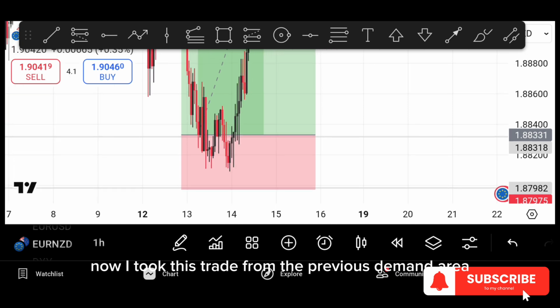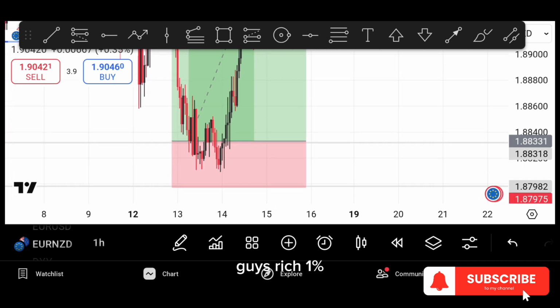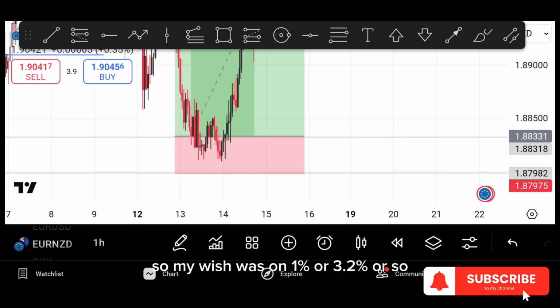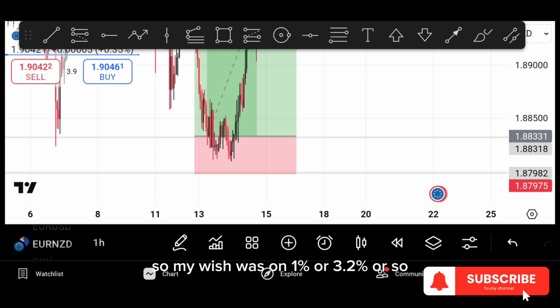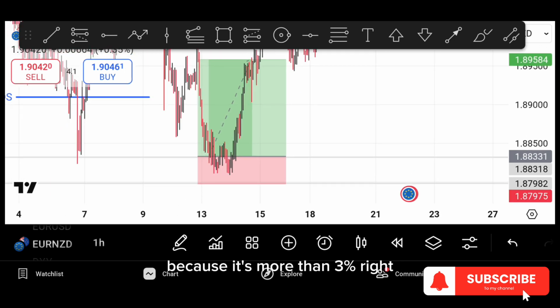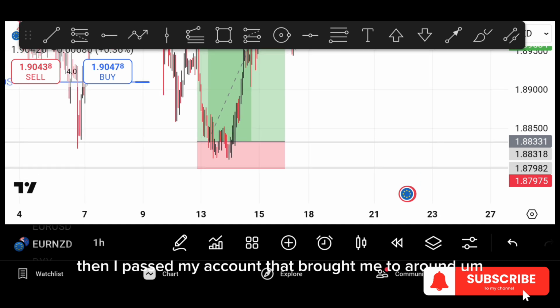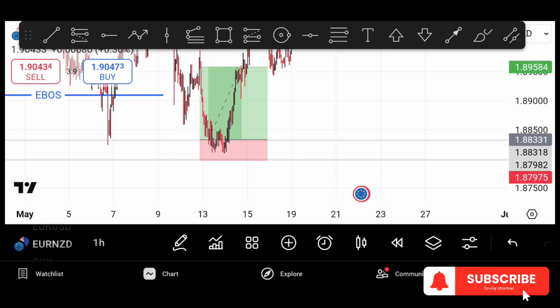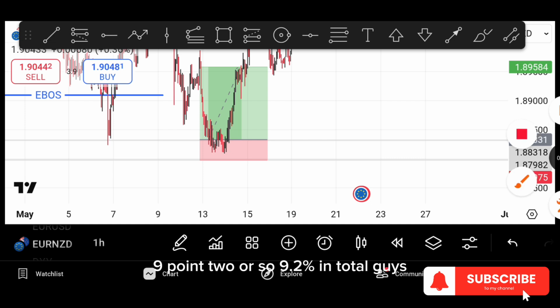Now I took this trade from the previous demand area, guys. Remember, my risk is always 1%. I don't go above 1%, guys. So my risk was 1% and the gain was 3.2% or thereabout, because it's more than 3%, right? Then I passed my account. That brought me to around 9.2% in total, guys.